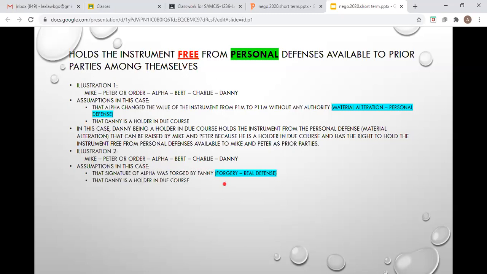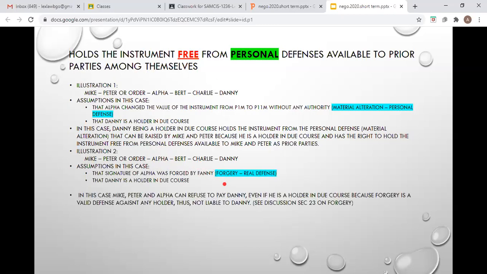So, ang tanong, Danny is a holder in due course. That's also another assumption. Okay? If ever Danny will go to Mike and Peter, parties before the forgery, okay, since it was the signature of Alpha which was forged, can Mike and Peter refuse to pay Danny on the ground that the signature of Alpha, a party after them, has been forged? The answer is yes. Why?